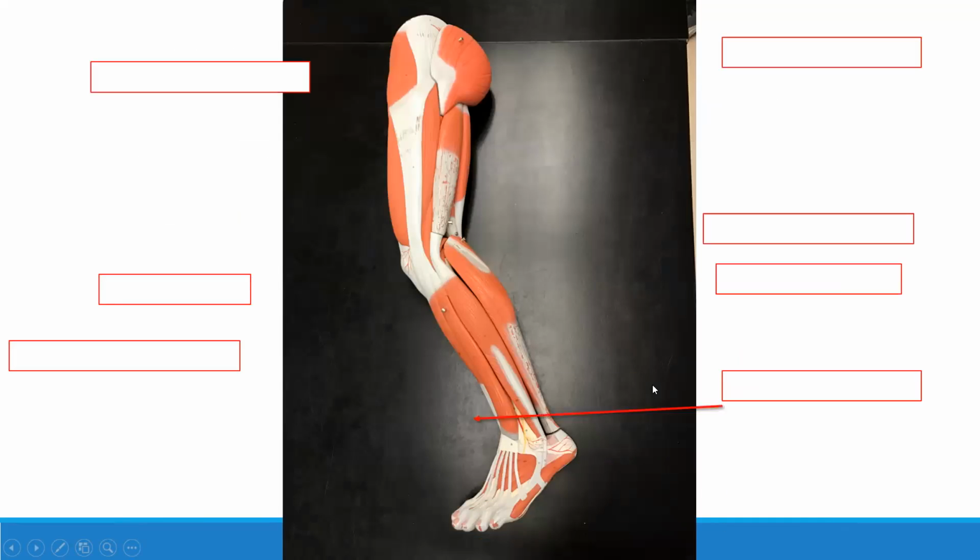Okay, let's take a look at some more of these muscles now. There is the gluteus maximus, what some people refer to as the butt muscle.